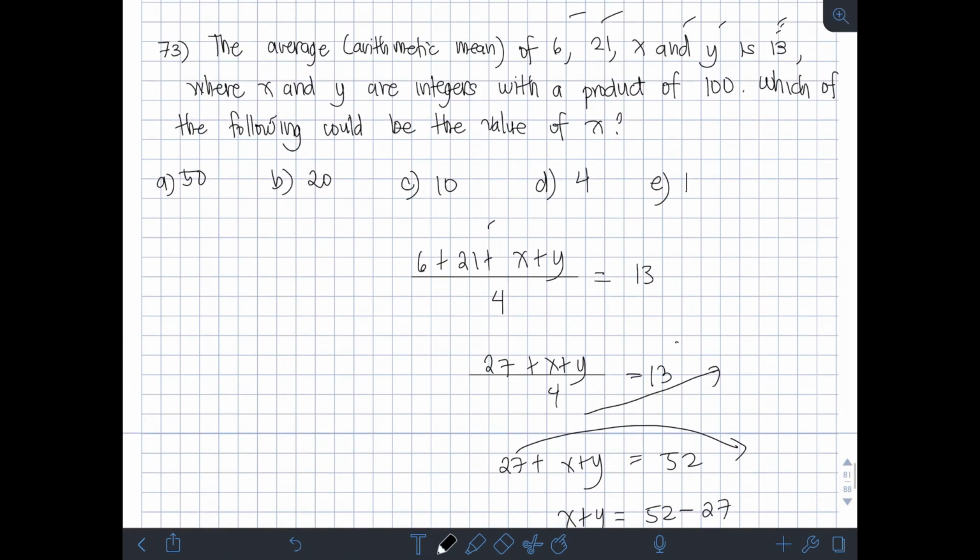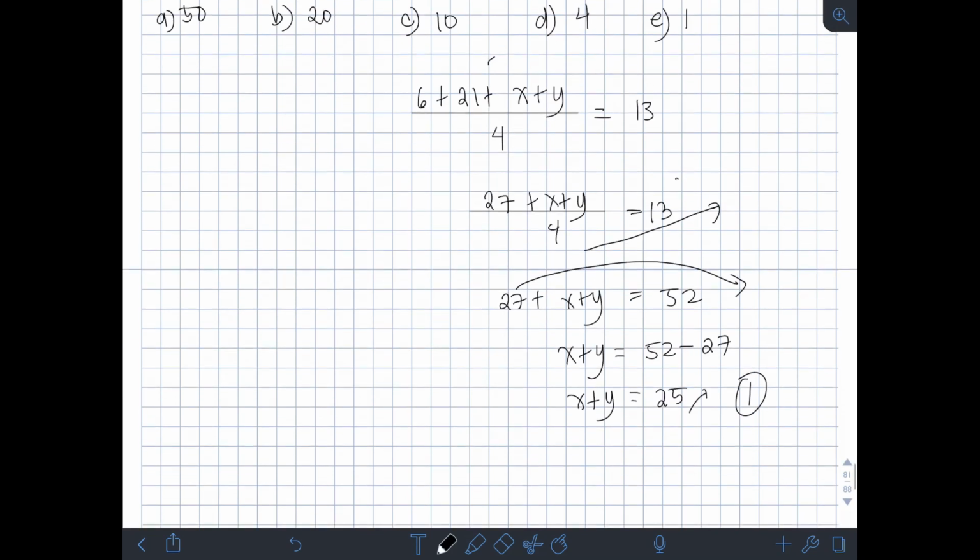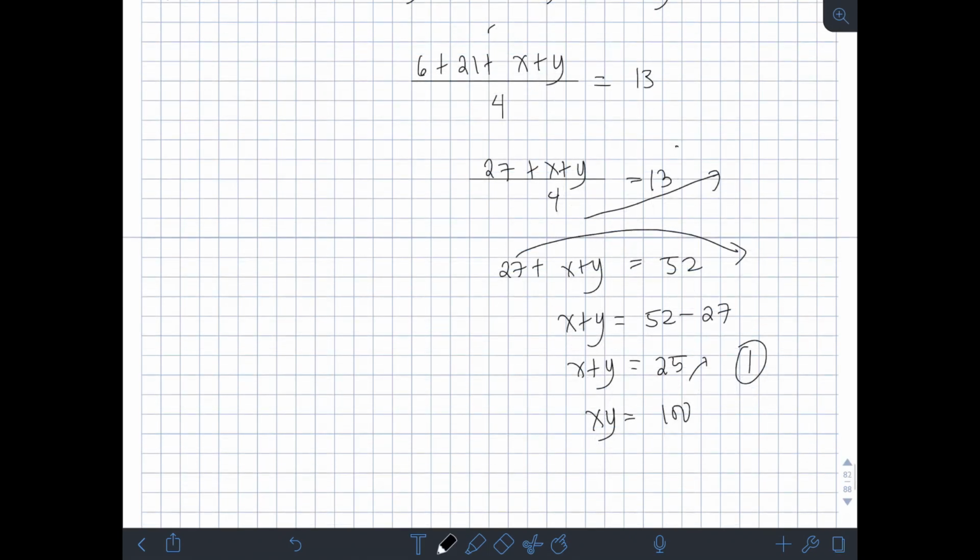Ngayon, bubuo pa tayo ng pangalawang equation kasi dalawa yung unknown natin, x at y, right? Base sa given condition na yung product daw ng x at y is 100. So, therefore, x times y is 100. Okay? Ngayon, solve natin itong dalawang equation. So, dahil gusto natin si x, pwede tayong gumamit ng substitution na lang. So, solve natin itong y. Y is equal to, transpose si x, 25 minus x.